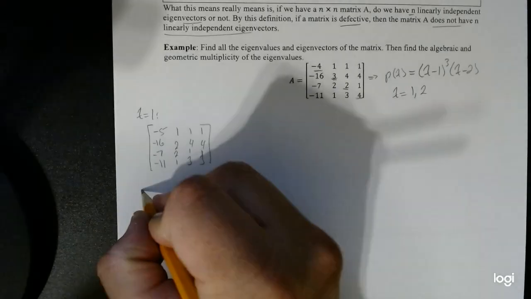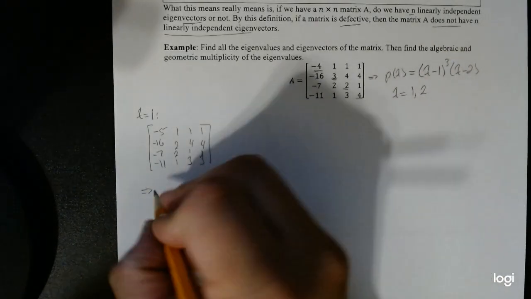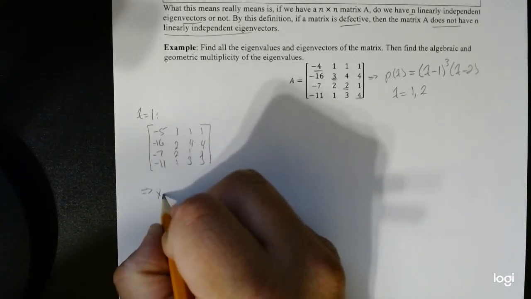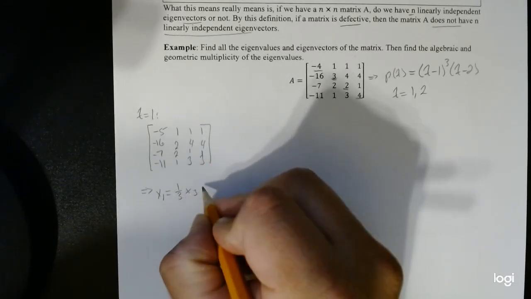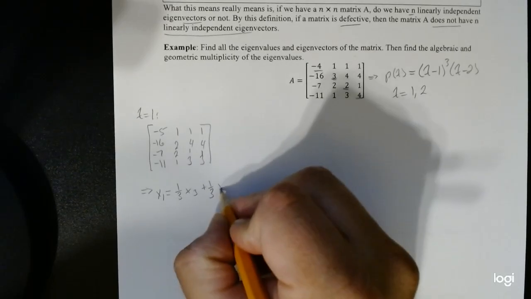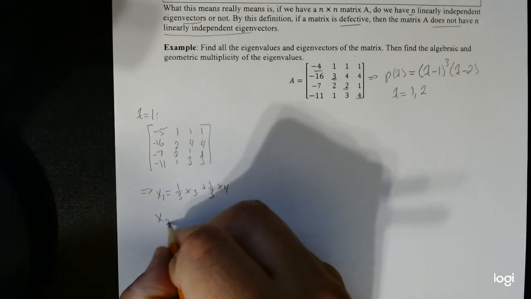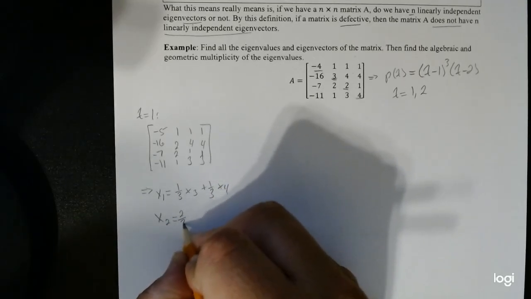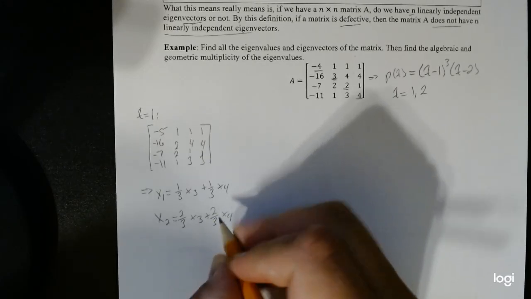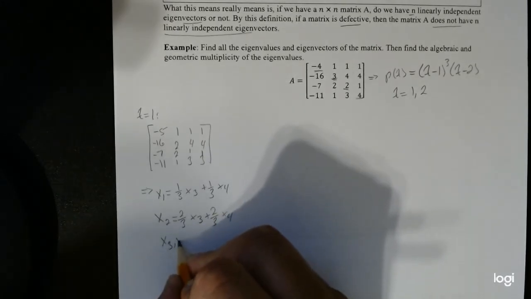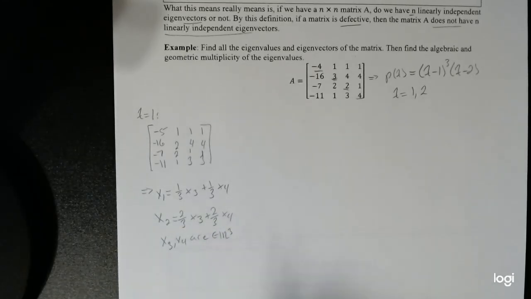Now again, eventually, a little bit of work. This breaks down to these type of situations. We have x1 equaling this and x2 equaling this. Or again, x3 and x4 are any values.